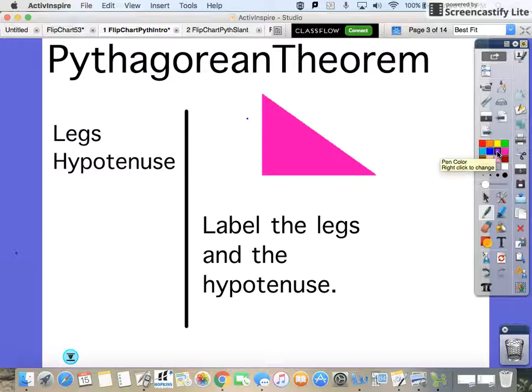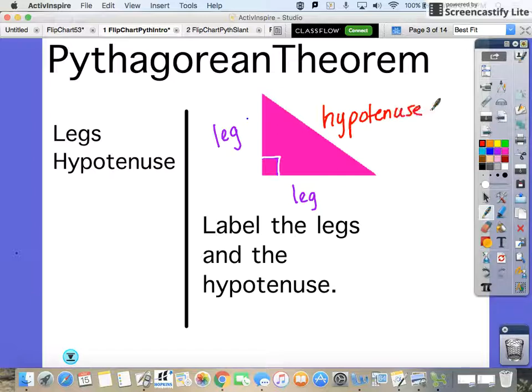First thing we need to do is label what is a leg and what is a hypotenuse. So this is a leg and this is a leg. They are the two edges that form a 90-degree angle. This one across from the 90-degree angle is the hypotenuse. This is sort of like an arrow that points to the hypotenuse, if you want to think of it like that.